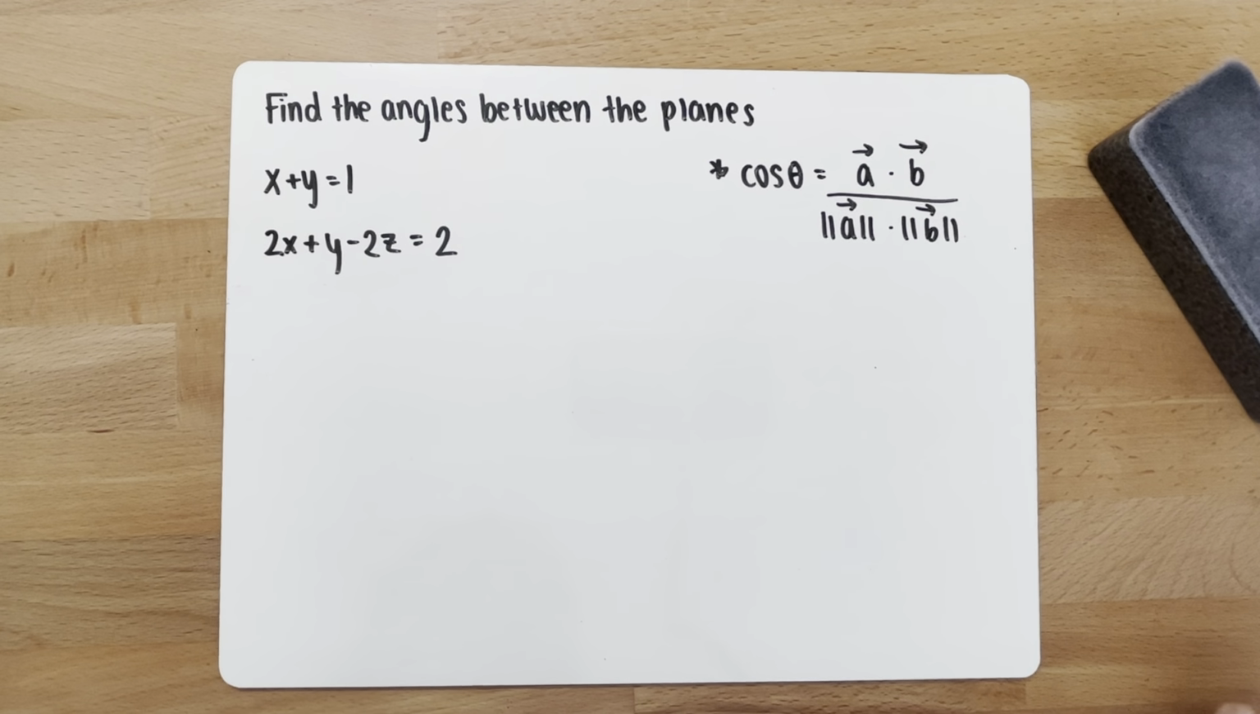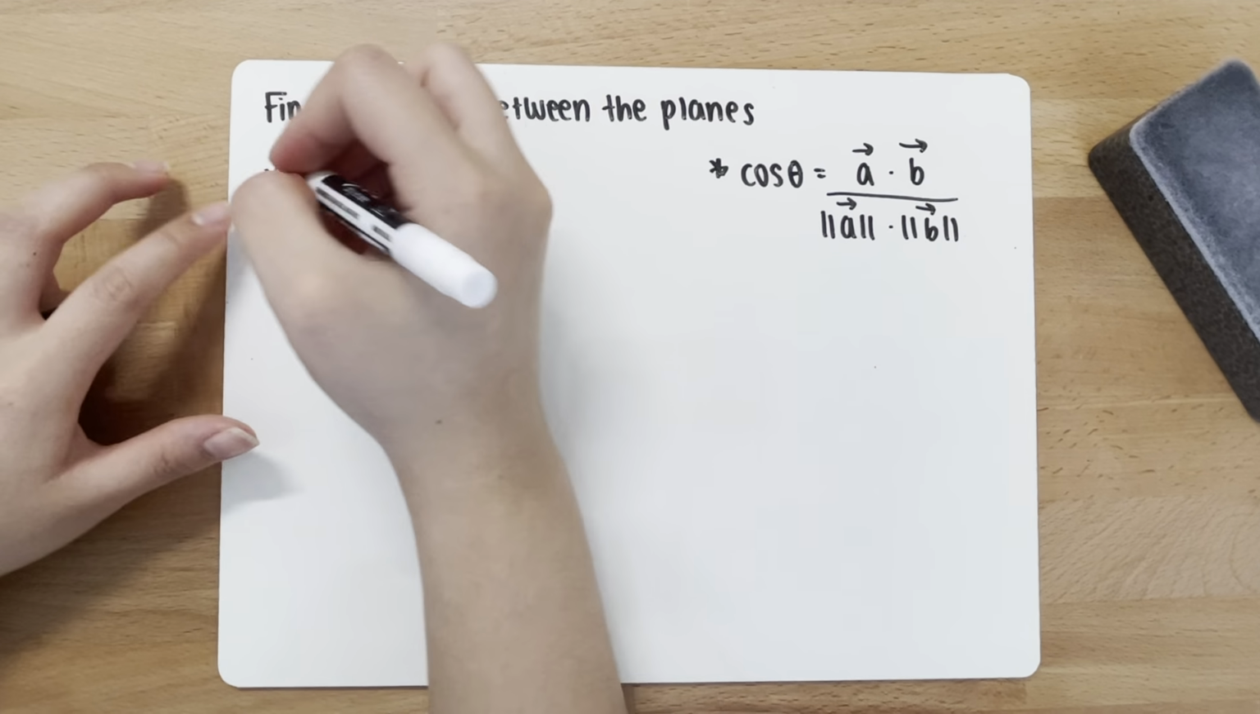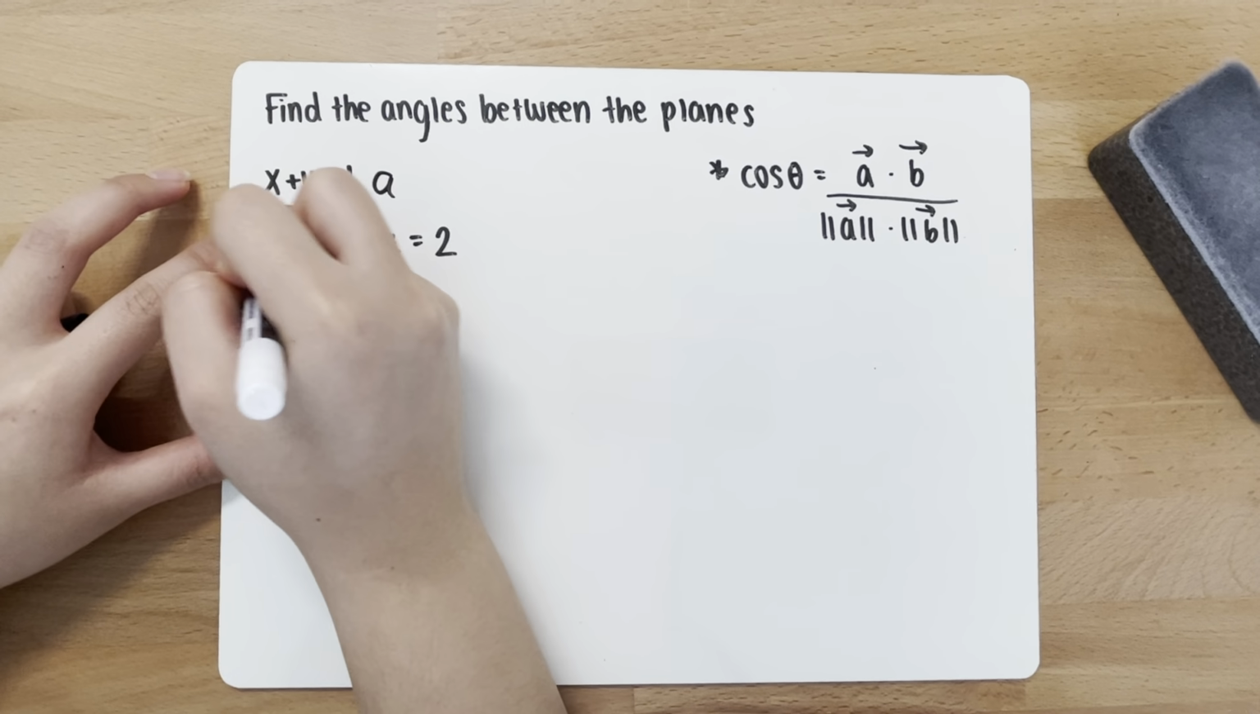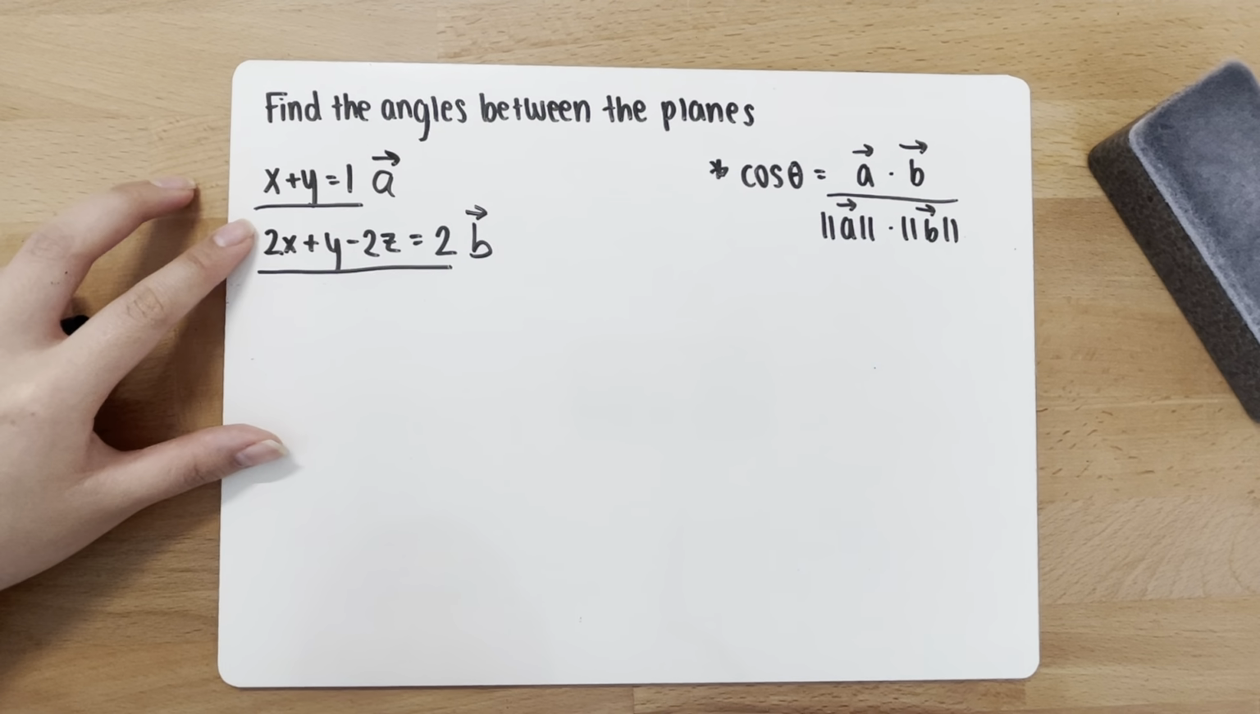When finding the angles between two planes, you want to remember that cosine theta equals the dot product of both vectors over the product of their magnitudes. So you want to turn two of these equations into vector form. The first one, let's name it A, and the second one, let's name it B. Vector A and vector B.